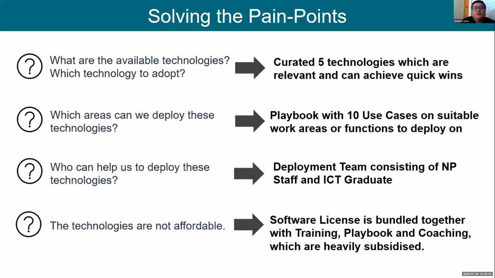Now, we said earlier all these pain points. So what are the technologies available? Which technologies to adopt? Really, we have curated 5 technologies which are relevant, so that you can achieve quick wins. Which areas can we deploy? We provide you with a playbook with 10 use cases. Who can help us to deploy? The deployment team consisting of Ngee Ann Polytechnic staff and ICT graduates.